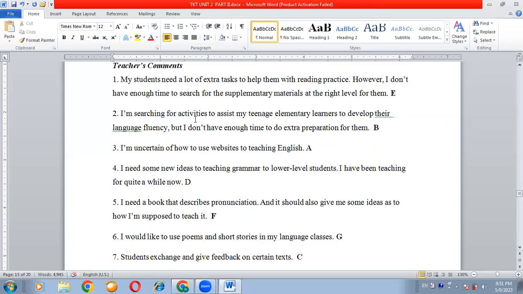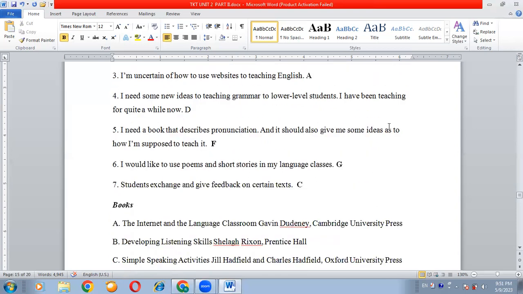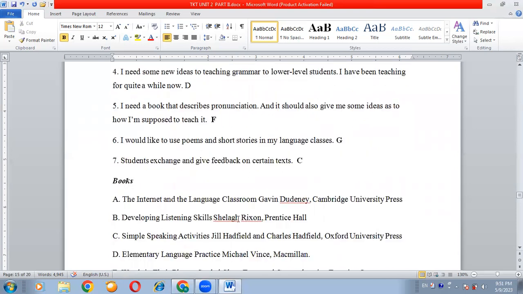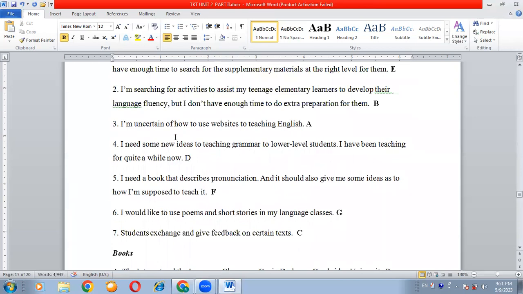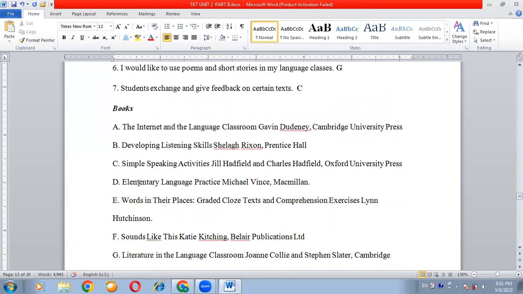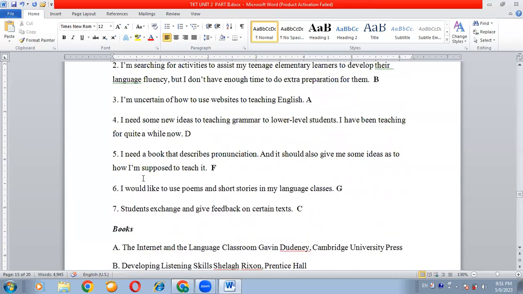Now is it okay? I'm searching the activities to assist my elementary learners to develop their language fluency. So listening activities can be done. Developing listening skills. Okay. New ideas of teaching grammar to lower level students. So lower level students means elementary language practice. Elementary and the lower level is the same. Okay, we talking now.